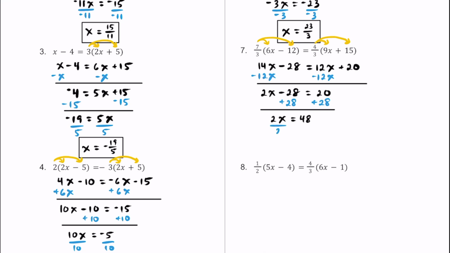And finally, we can divide both sides by 2 here, and we actually get a whole number for an answer. We get 1x, or just x, is equal to positive 24. This would be the solution to this equation.